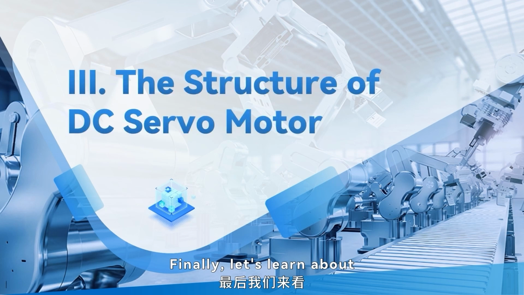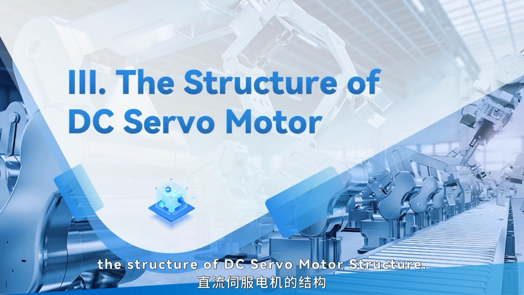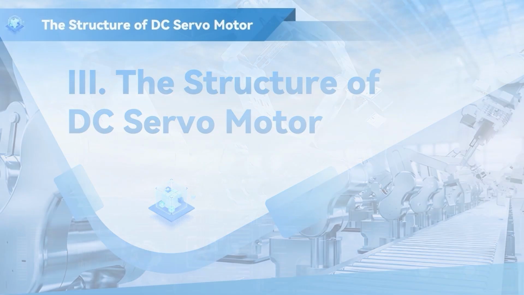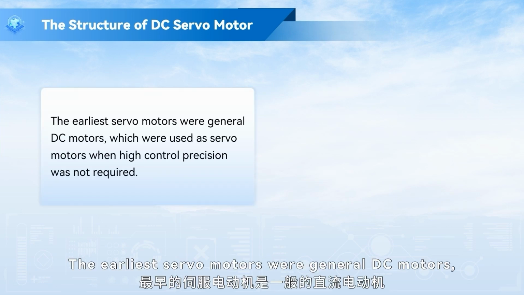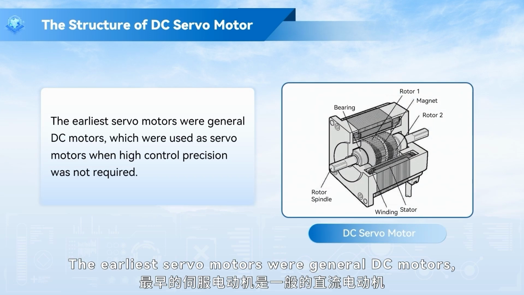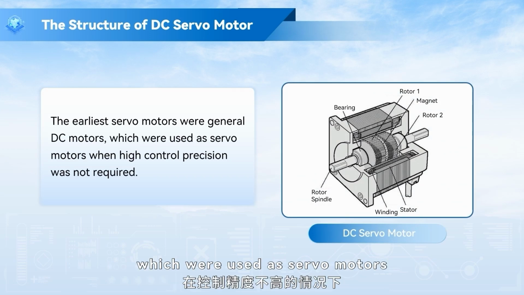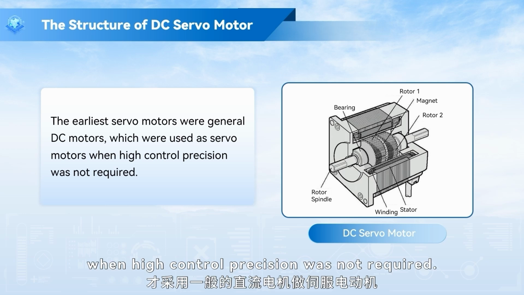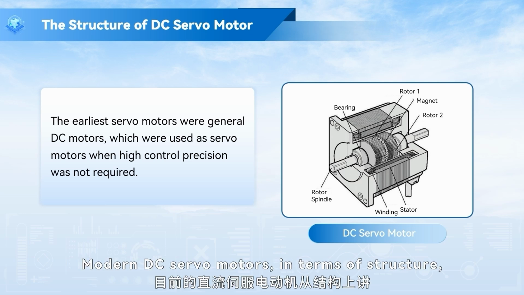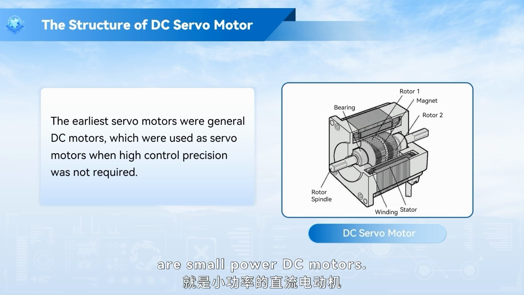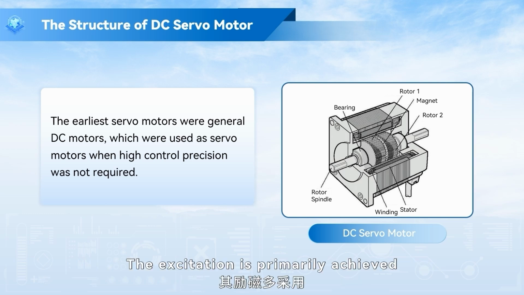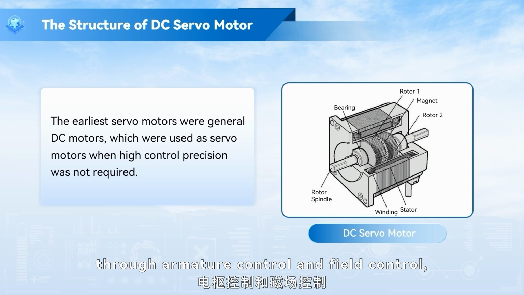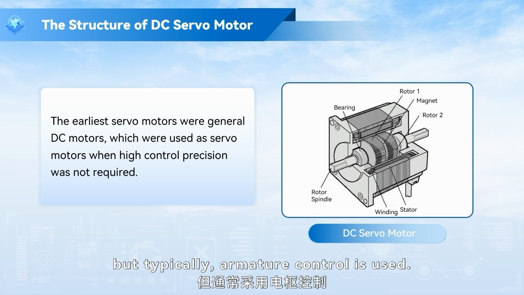Finally, let's learn about the structure of DC servo motor. The earliest servo motors were general DC motors, which were used as servo motors when high control precision was not required. Modern DC servo motors, in terms of structure, are small power DC motors. The excitation is primarily achieved through armature control and field control, but typically armature control is used.